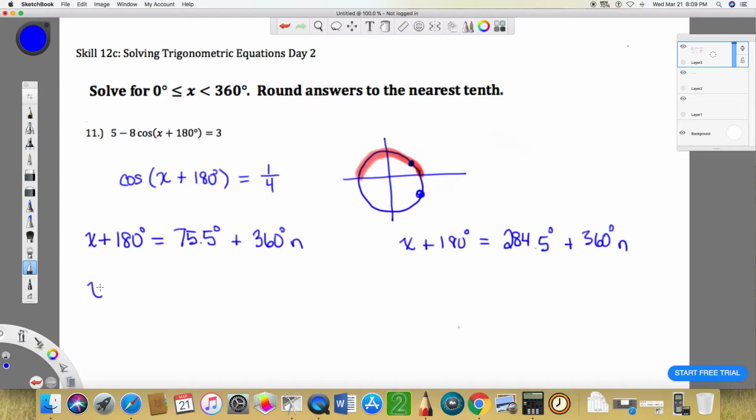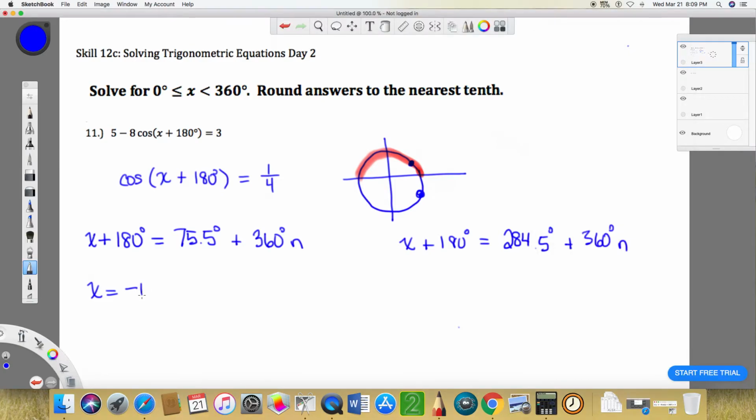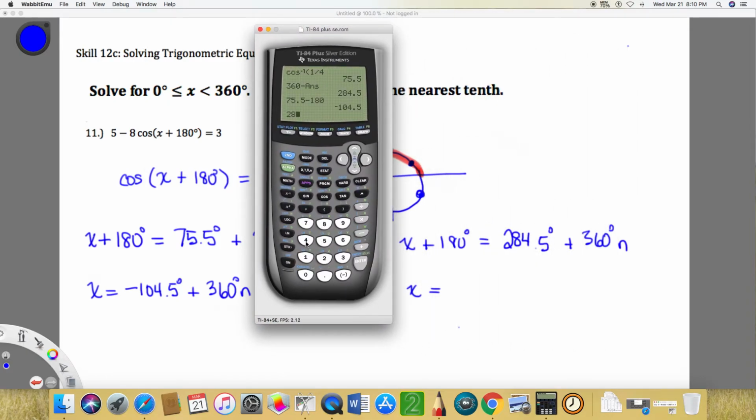Now, to get x here, let's subtract 180. So if I have 75.5 minus 180, well, that's a negative 104.5. Let's come over and subtract 180 from this other equation over here. 284.5 minus 180 is 104.5.